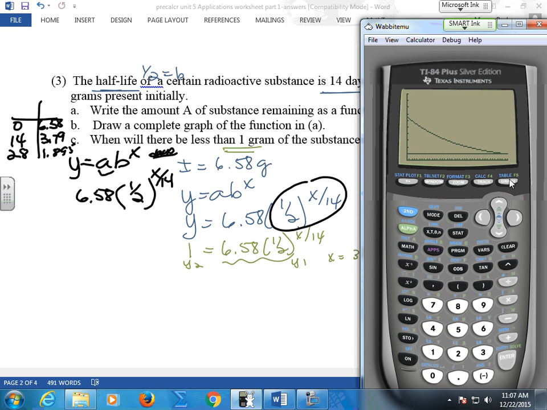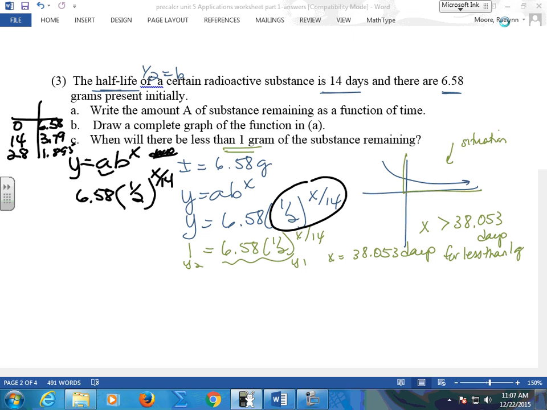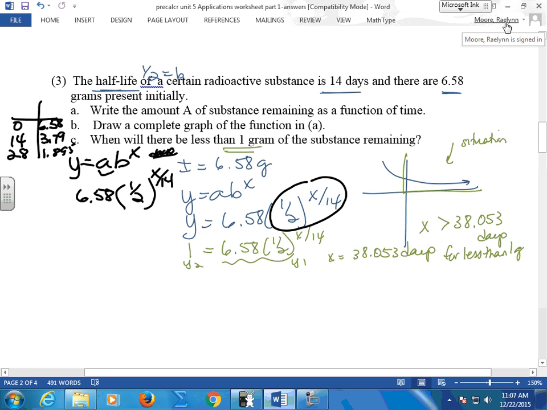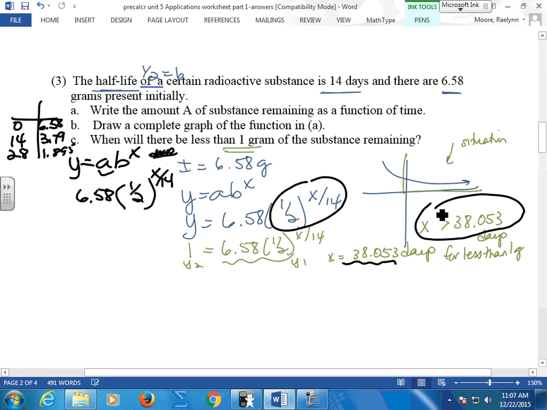And now I'll be able to take my intersect and find out how many days I have. Wait, y2 is what? Is 1, because you want to know when there'll be less than 1 gram. So at the end, when we intersect, we find this to be your point of intersection. So X has to be greater than this many days to be less than 1. This has to be a little bit more than that, doesn't it?